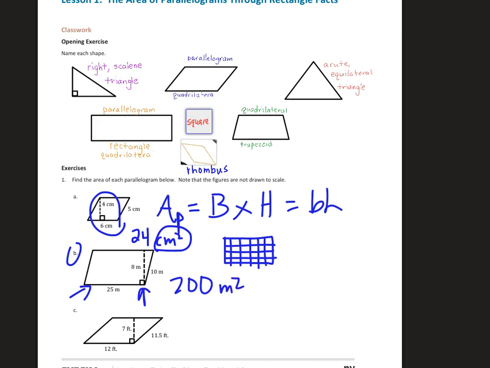And the last one, right? The base is 12. The height is 90 degrees to the base, so it's 7. We don't care about that. So base times height, 12 times 7, is going to be 84, and the units are feet squared because it's going to make square feet since we're using that unit.